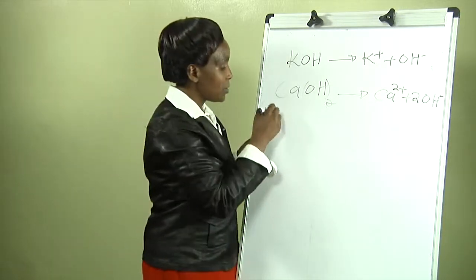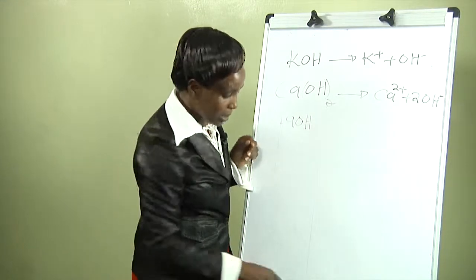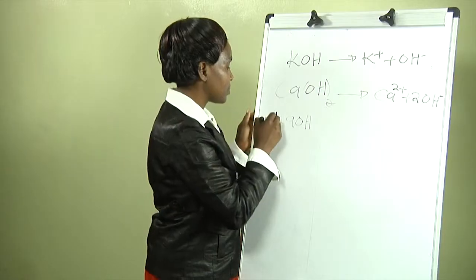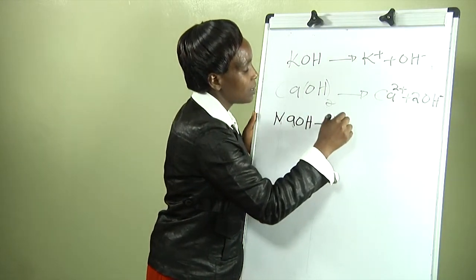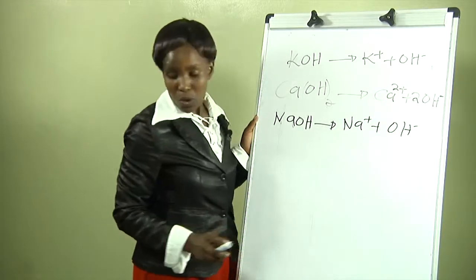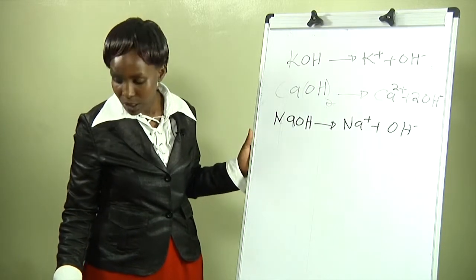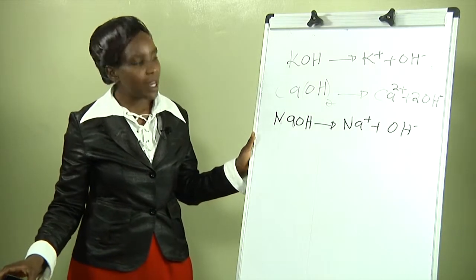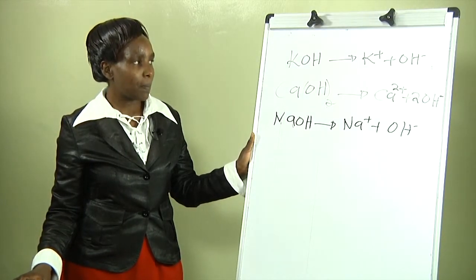If we are having sodium hydroxide, then sodium hydroxide will give us the sodium ions plus the OH ions. So that's how we can show that these ones are going to dissociate fully, and then they are going to give us more OH ions.